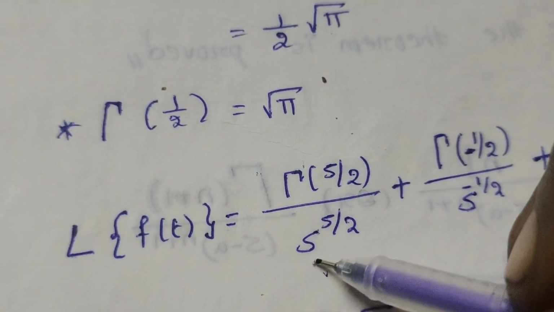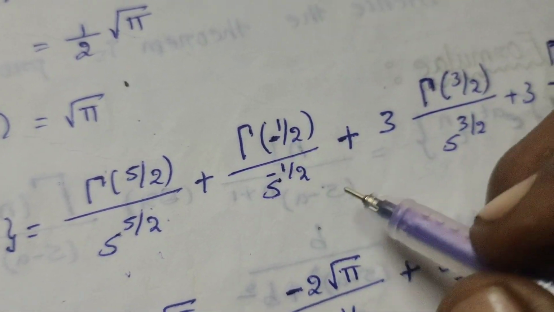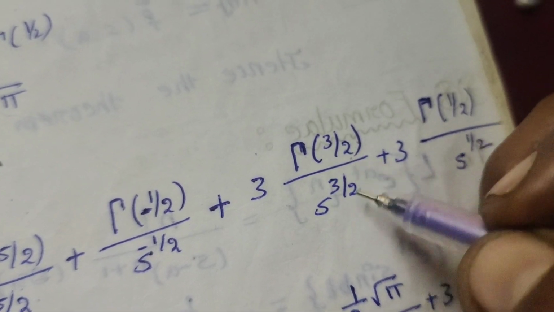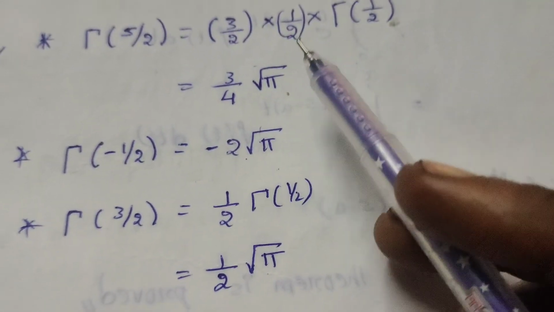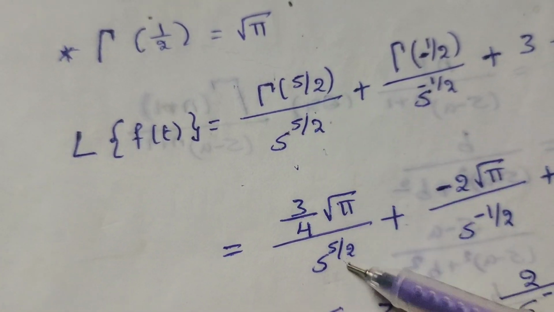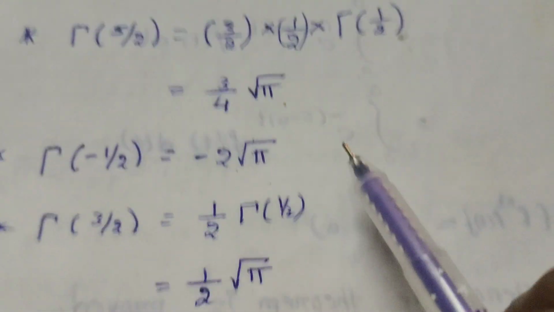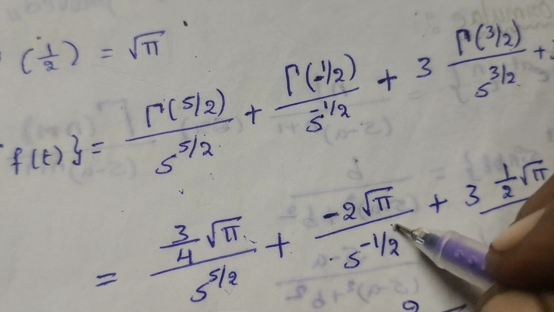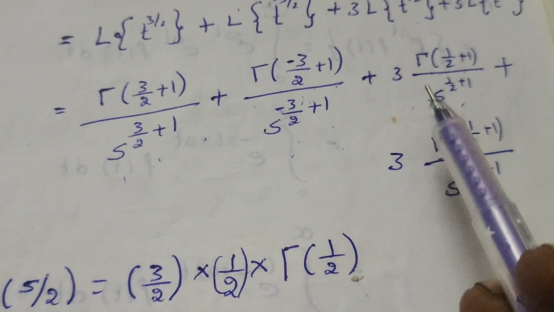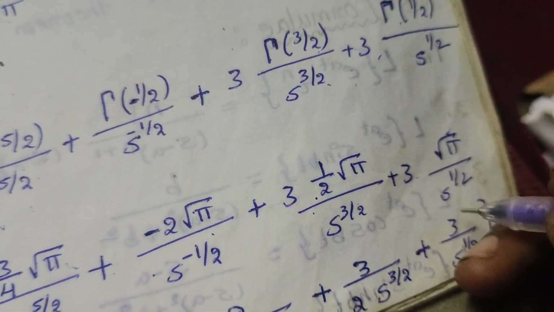The Laplace transform of f(t) equals gamma of 5/2 by s^(5/2), plus gamma of -1/2 by s^(-1/2), plus 3 into gamma of 3/2 by s^(3/2), plus 3 into gamma of 1/2 by s^(1/2). Now substitute these values: gamma of 5/2 is 3/4 root pi, gamma of -1/2 is -2 root pi, plus 3 into 1/2 root pi, plus 3 root pi by s^(1/2). The denominators remain as they are.